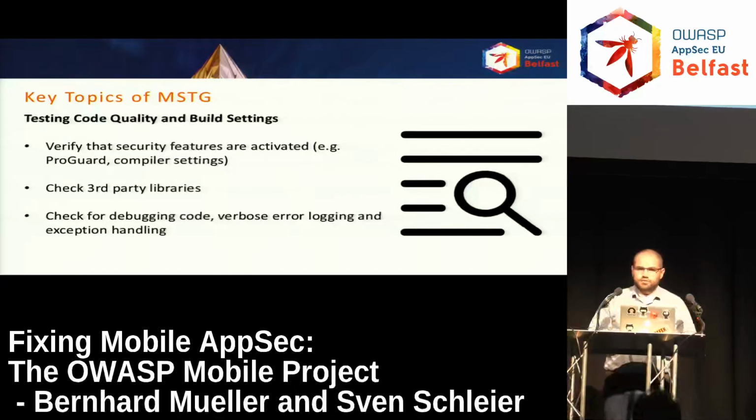A lot of code is obviously running on your mobile device, so you also need to check the code quality and the build settings. So verify that all the security features are activated. You can already do some things with ProGuard when you're using Android NDK or iOS. You should verify that all the compiler settings were used correctly. What about third-party libraries? Are all the debugging symbols stripped out? Is the library that you're using maybe outdated? Because nobody wants to reinvent the wheel, a lot of developers are, of course, using a lot of libraries. Same for debugging code, verbose error logging, and exception handling. All of these things also need to be checked on the client side.